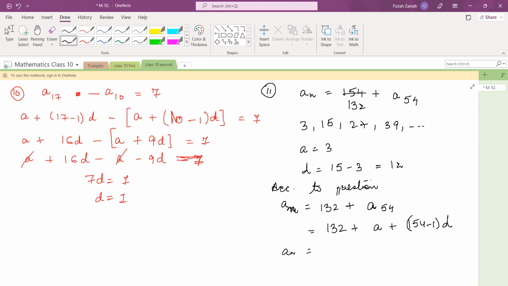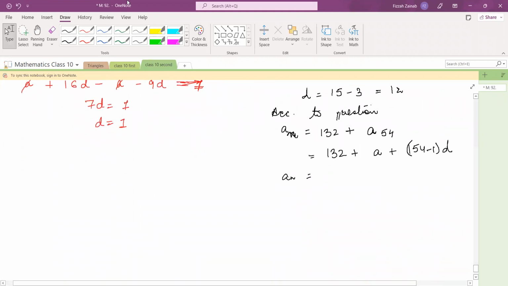Basically you have to find N. Which term means you have to find N, not AN, whether it is the 15th term or the 17th term, like that. So you have to tell N. This AN you can also expand. You can write A plus N minus 1 into D. So this is equal to 132 plus A plus, now this will be 53 into D. Am I right?